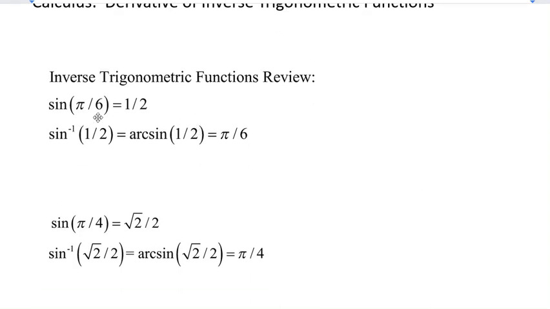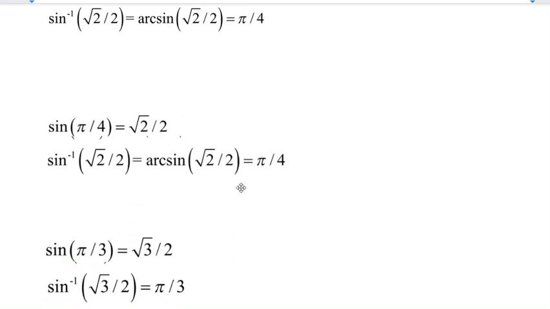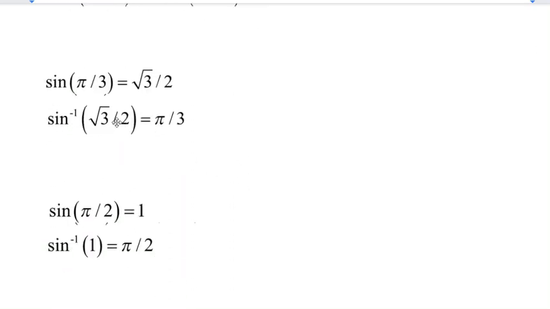Recall that the sine of pi over 6 is 1/2, and therefore the sine inverse of 1/2 is pi over 6. And we have sine of pi over 4, which is 45 degrees, which is the square root of 2 over 2. And then sine inverse of the square root of 2 over 2 would be pi over 4. We know that the sine of pi over 3, which is 60 degrees, is the square root of 3 over 2. And therefore sine inverse of the square root of 3 over 2 would be pi over 3.